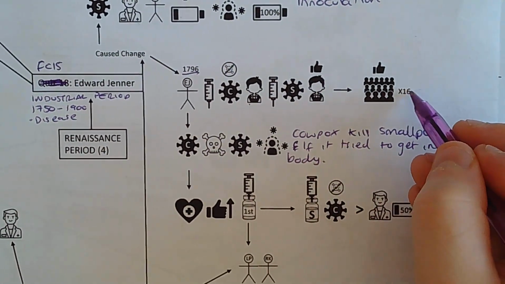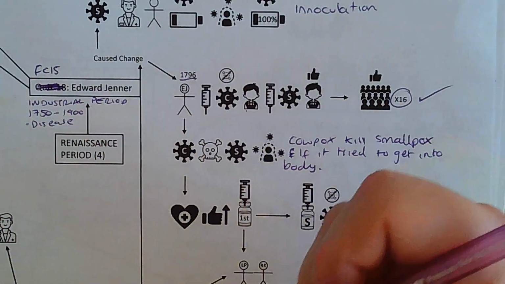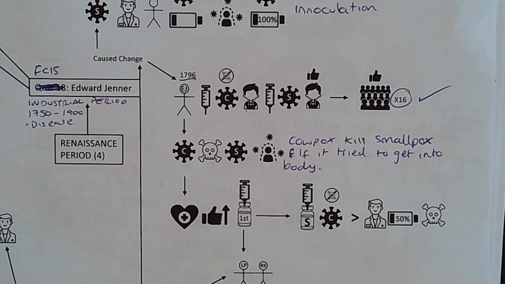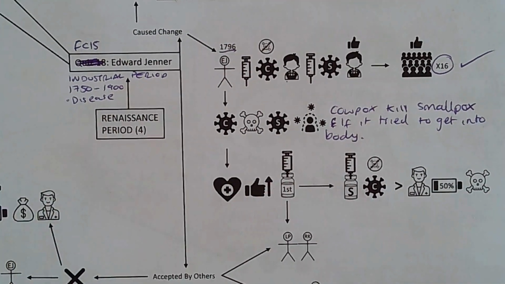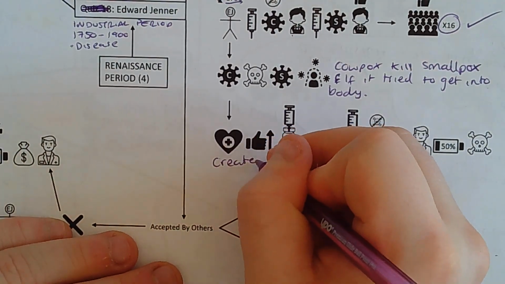And Jenner tested this on 16 different people, all with the same results. So it was successful, it wasn't just a one-off. And as a result of this, Jenner had created the first vaccine.